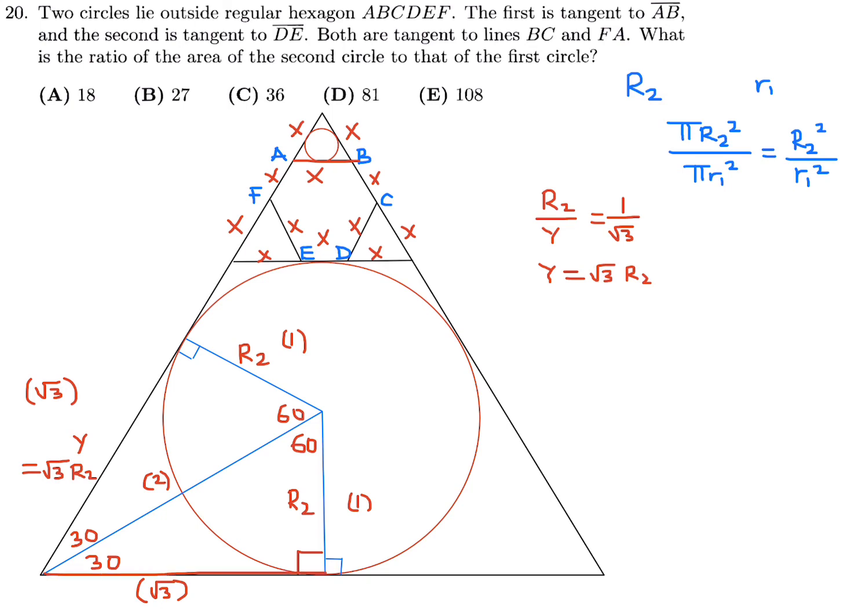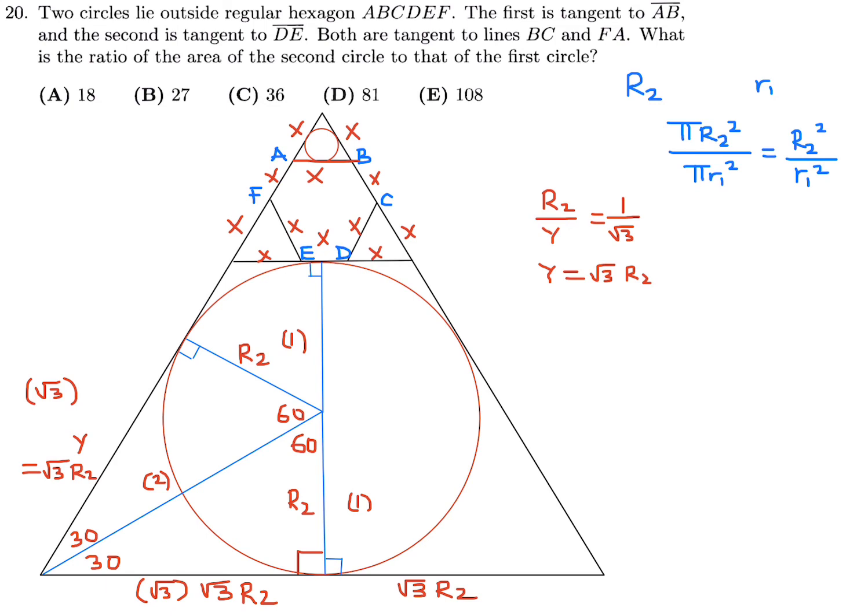So that means the distance from here to here is also root 3 R2 by the exact same principle. And if you did the same thing on that side, that would also be root 3 R2. Now I want you to concentrate on this aspect. I'm going to draw a line from the center all the way up to that tangent point right there.